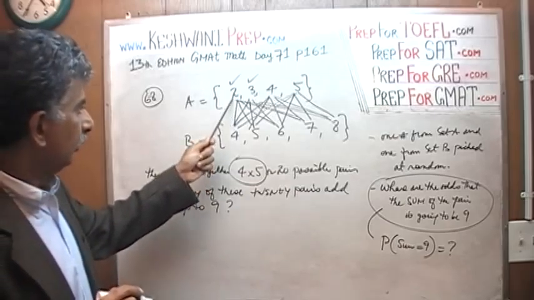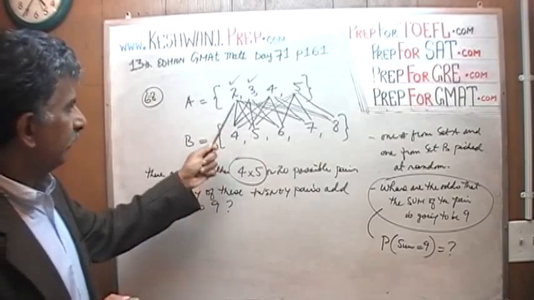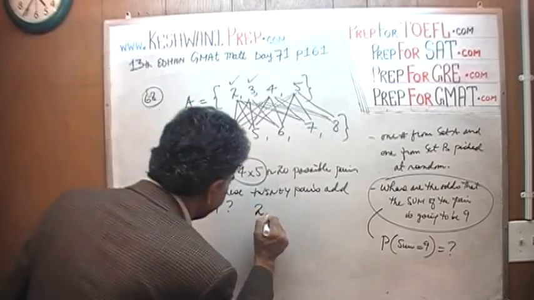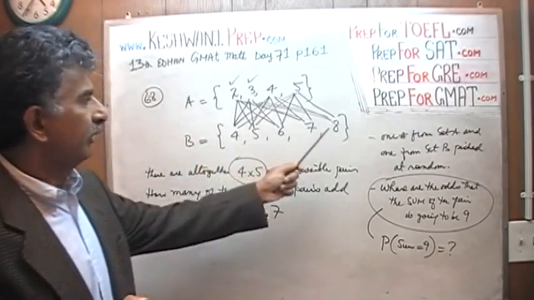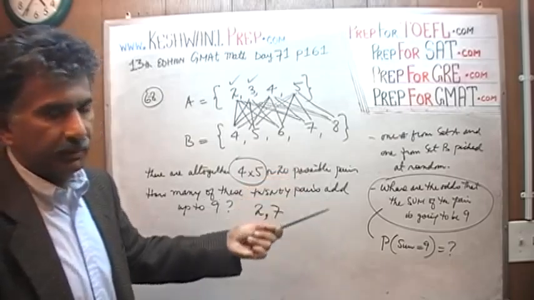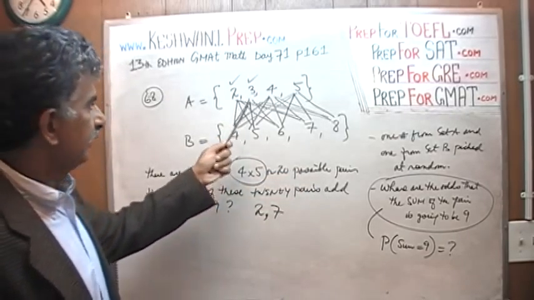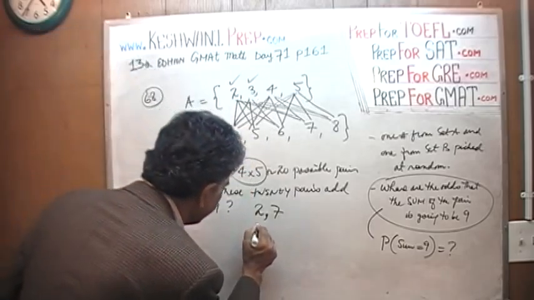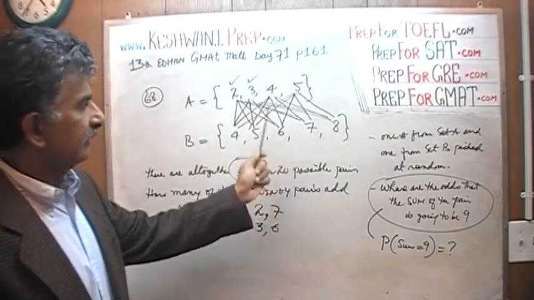So we're going to start with 2. 2,4, that doesn't add up to 9. 2,5 is 7. 2,6 is 8. Aha, 2,7. So that's the first one. And of course, once you have 2,7, there is no point in looking at 2,8 because that is going to be more than 9. 3,4 is 7. 3,5, 3,6. Voila. 3,6. And of course, there is no point in looking at 3,7 and 3,8.